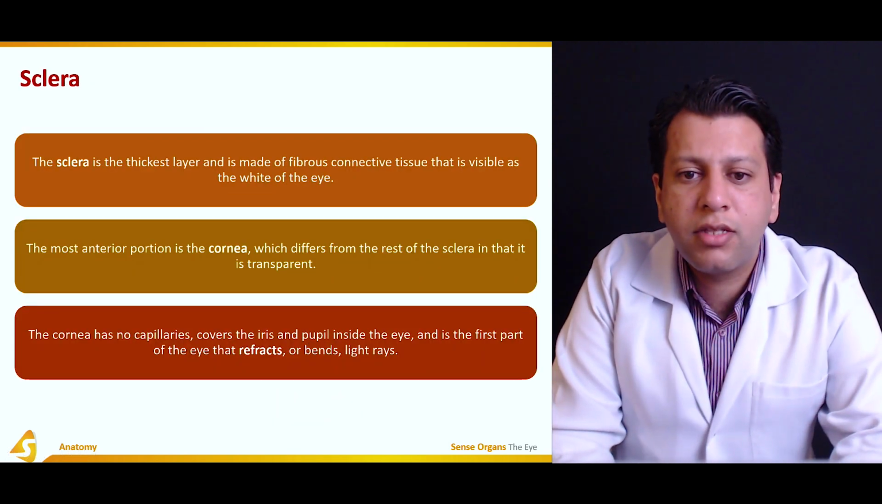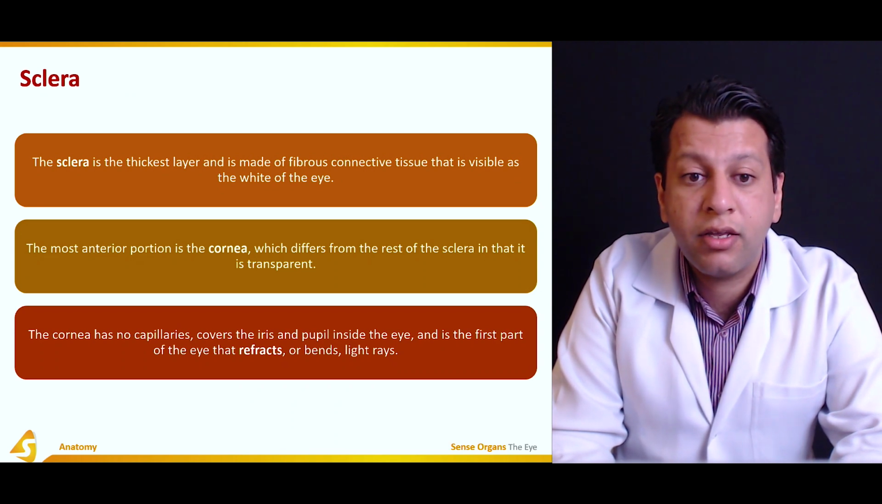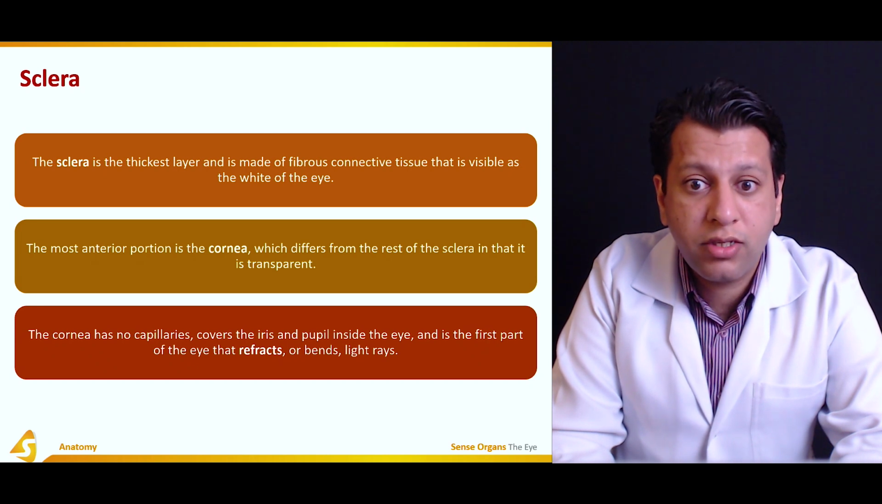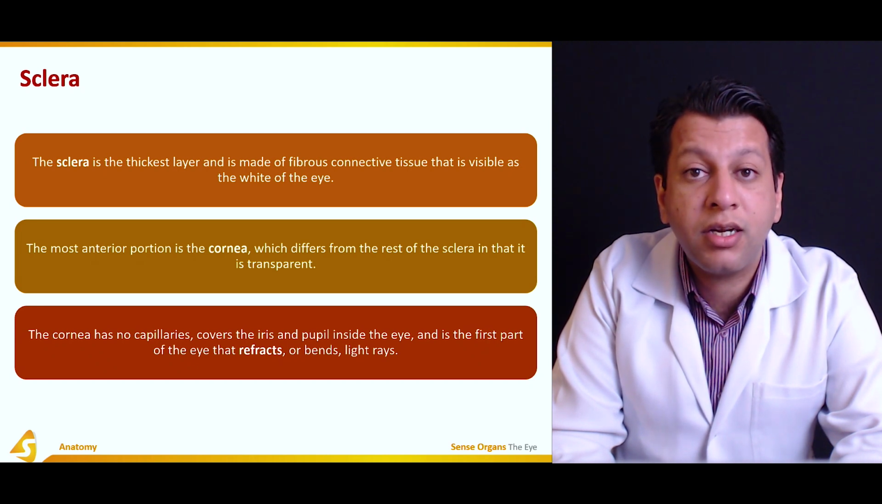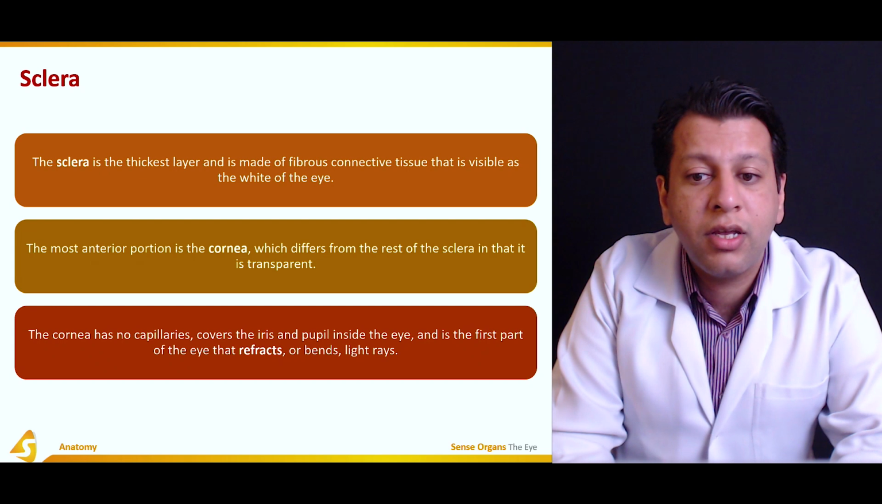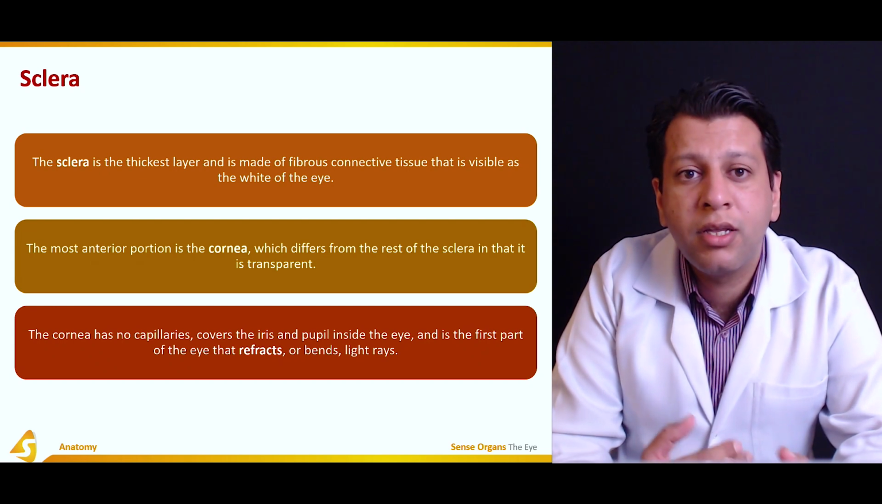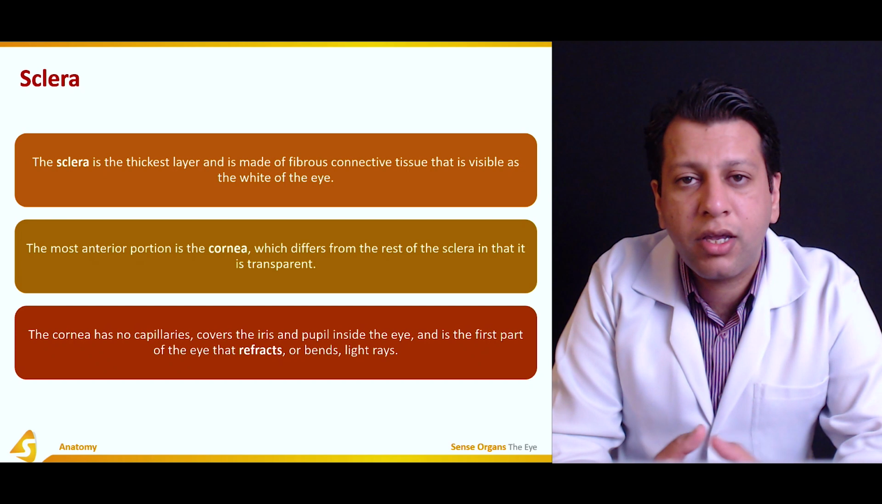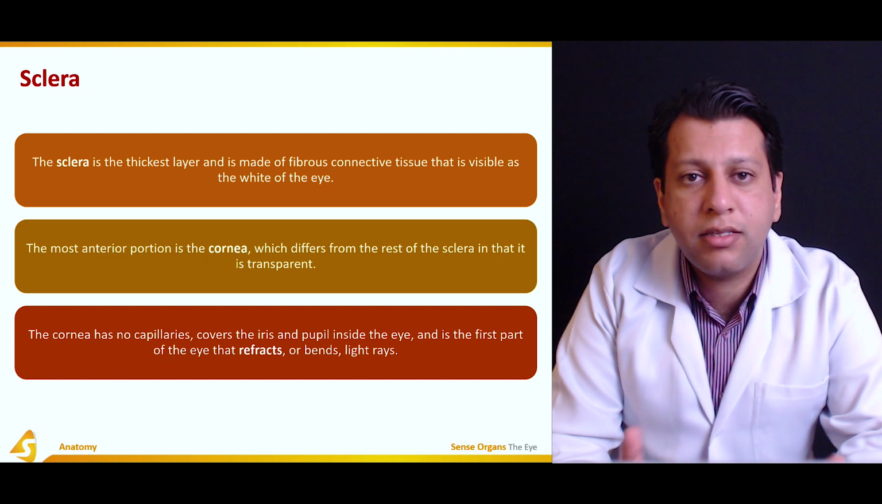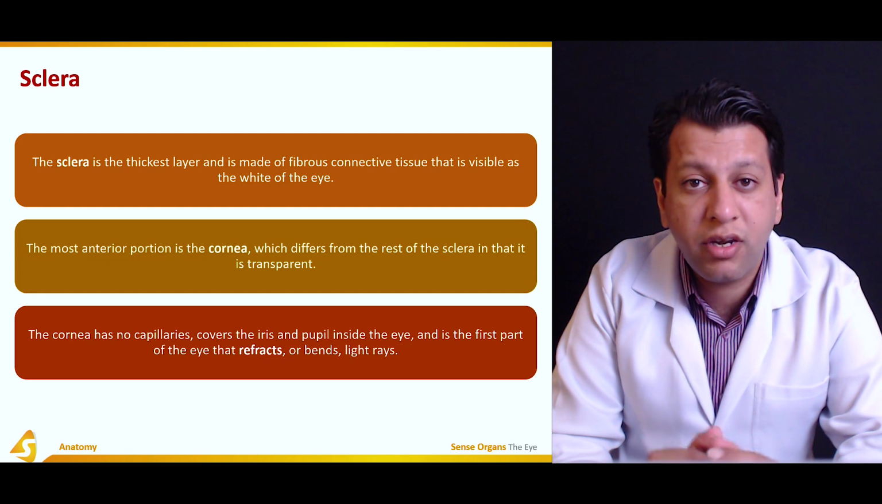The sclera is the thickest layer and is made up of fibrous connective tissue that is visible as the white of the eye. The most anterior portion is called the cornea, which differs from the rest of the sclera in that it is transparent. The cornea has no capillaries and covers the iris and the pupil inside the eye, and is the first part of the eye that refracts or bends the light. There are 6 layers of the cornea, and this cornea gets its nutrition by diffusion of nutrients across it, as there are no capillaries. So it's a very thin layer and also causes the refraction of the light.